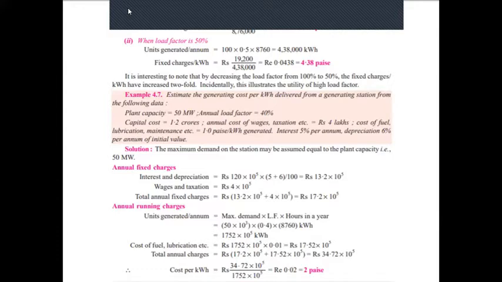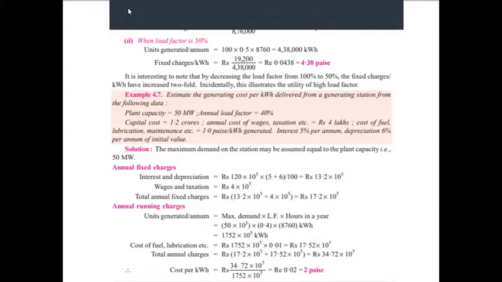We have discussed in the earlier class the concept of economics of power generation, various factors related to economics of power generation, and also how the cost of power plant will be analyzed. For analyzing the cost of the power plant, we will consider the fixed cost and the running cost. Under fixed cost, I have explained all these things in the last class.